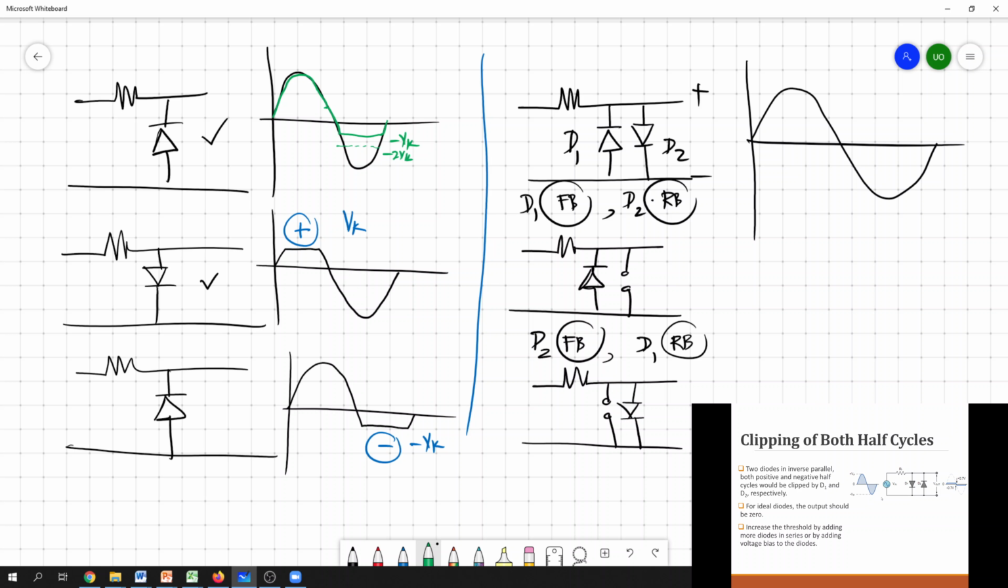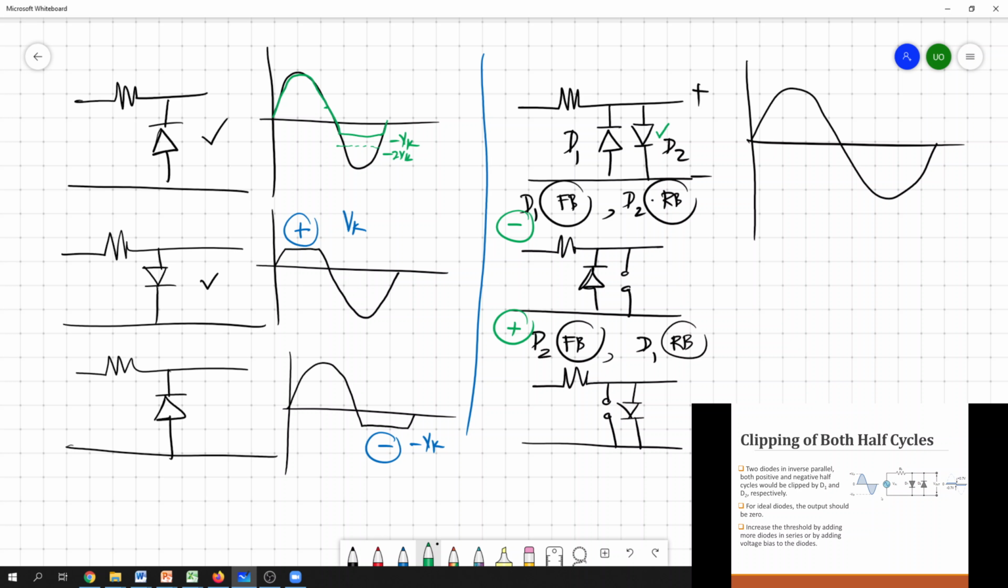So we know that this arrangement triggers, for the positive cycles, this diode. So D2 is the affecting entity for the positive side. This is the scenario where your positive cycle gets affected. And this is the scenario where your negative cycle gets affected.